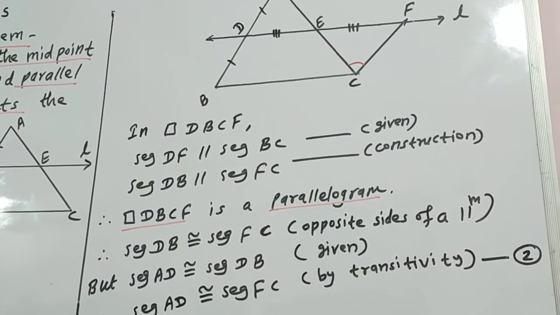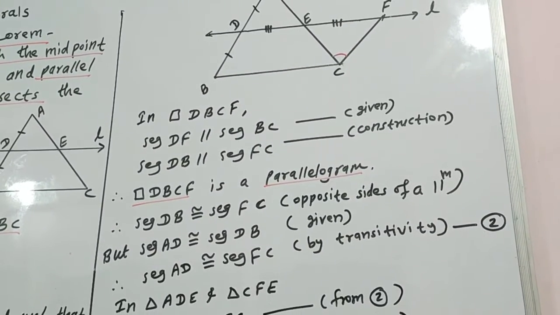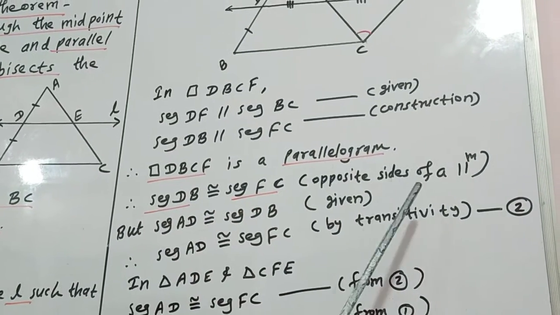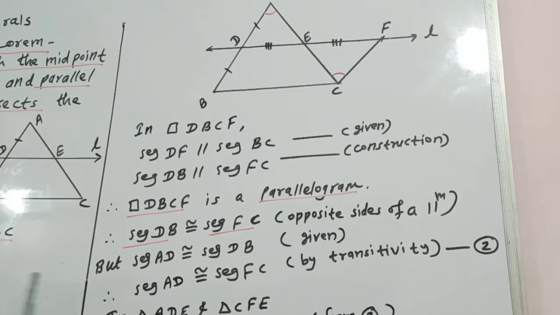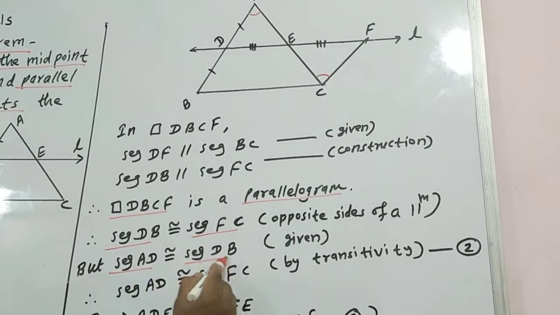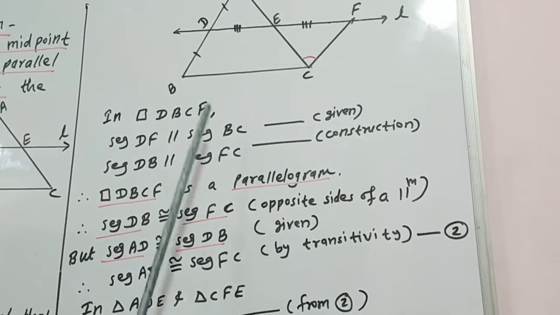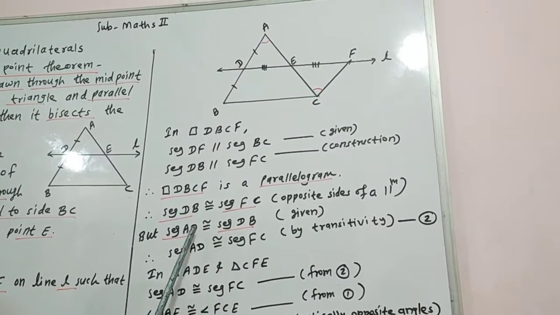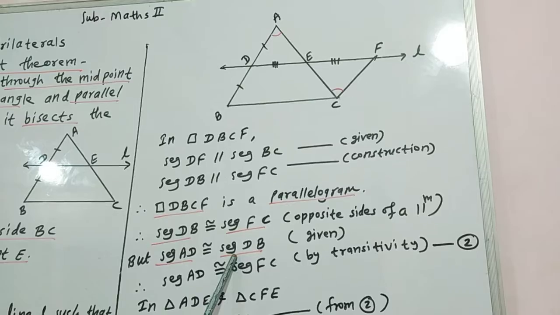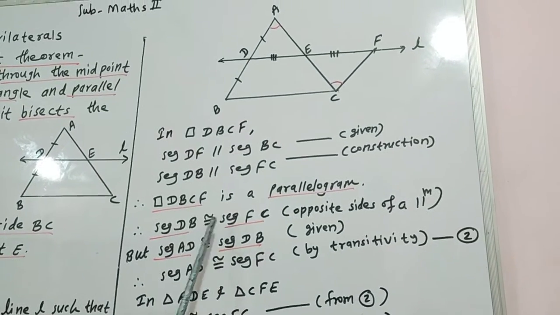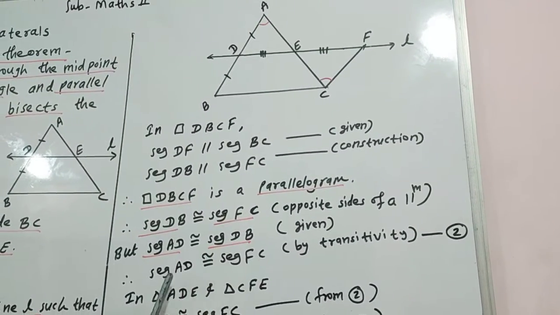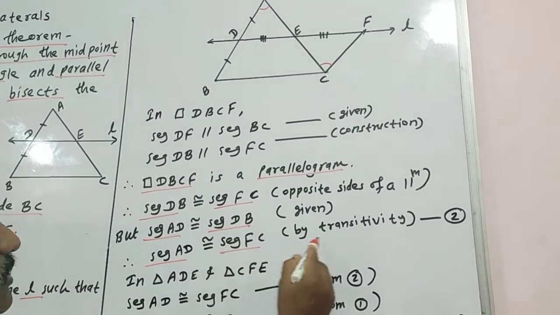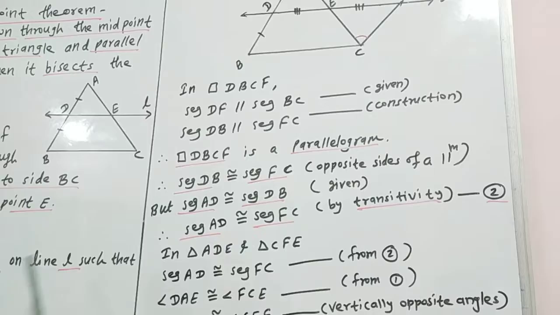And we know the property: opposite sides of a parallelogram are congruent. Therefore segment DB is congruent to segment FC. The reason is opposite sides of a parallelogram. But segment AD is congruent to segment DB. It is given because D is the midpoint of AB. Here you see the first segment is congruent to the second and the second is congruent to the third, then the first is congruent to the third. Therefore segment AD is congruent to segment FC. The reason is transitivity. Give it number 2.